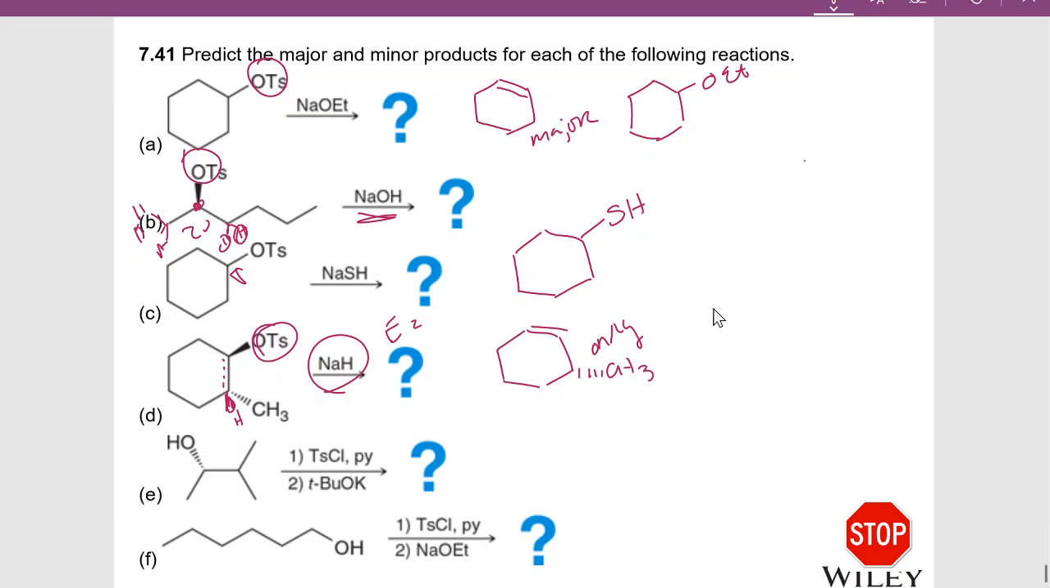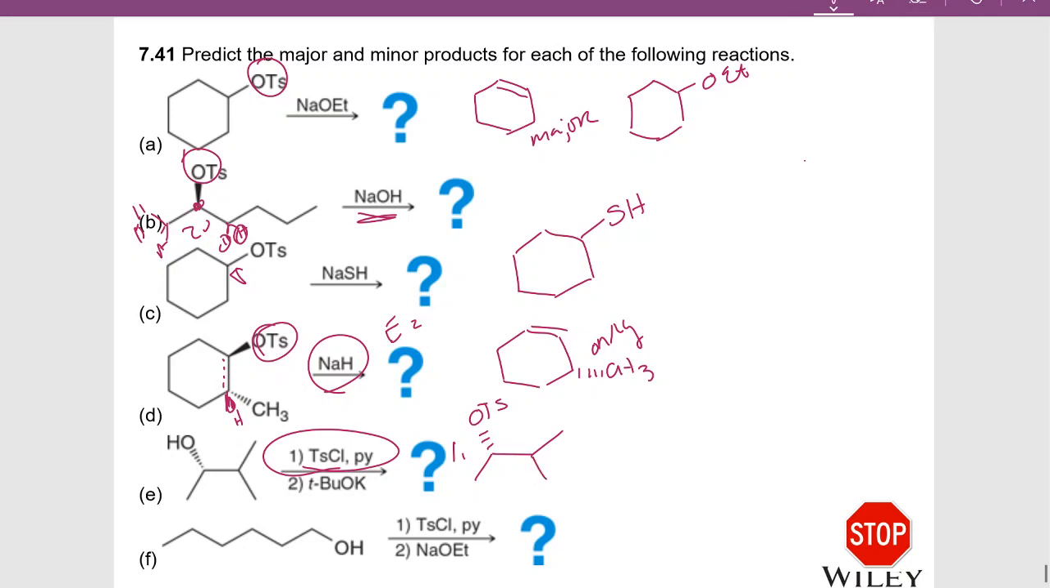All right, next we've got tosyl chloride and pyridine, and then t-butoxide. So what is that tosyl chloride and pyridine step? That's the step to put on the OTs group. So in the first step, we're going to convert our substrate, and we don't change configuration here, into OTs.